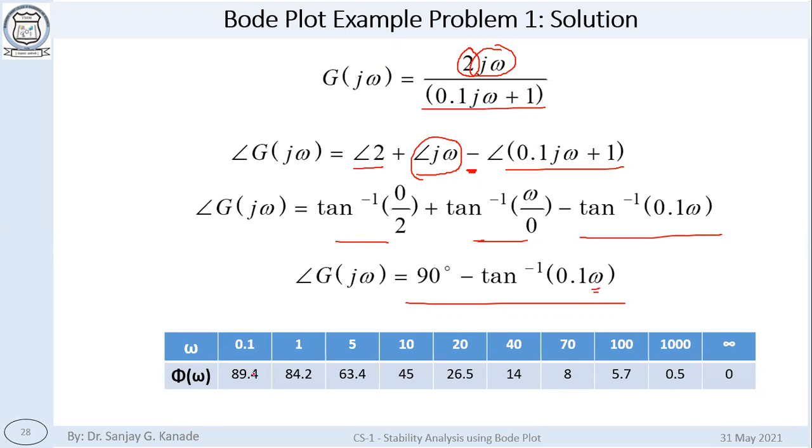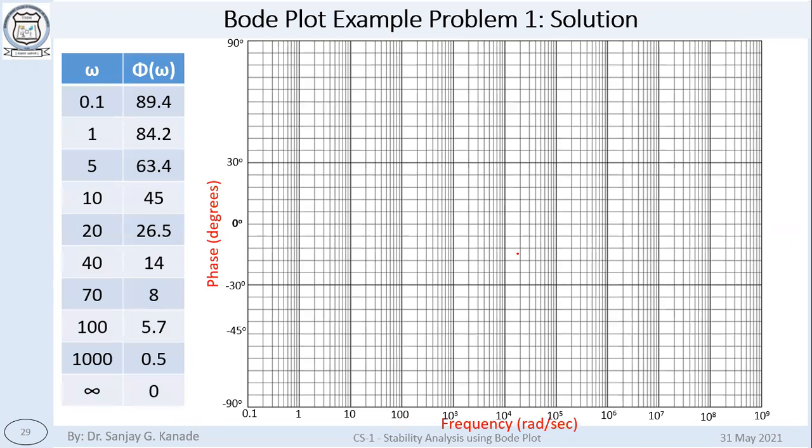As I said, substitute values of omega for different ranges, and whatever the value of phase angle you get, simply plot it, plot the diagrams, and then use your freehand drawing to draw the curve. So this is how you are going to get the phase plot. Okay, I hope I'm quite clear. If you have any questions, you can ask.